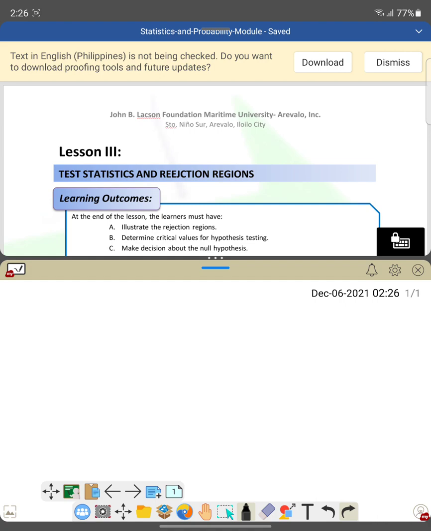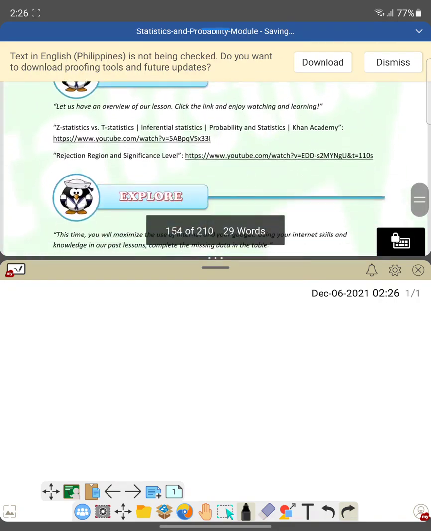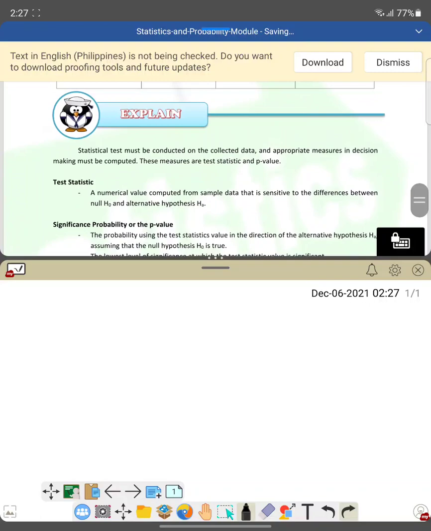As you can see, we have these 3 aims for this one. Next, we will skip those activities, and we will continue with the explain part.